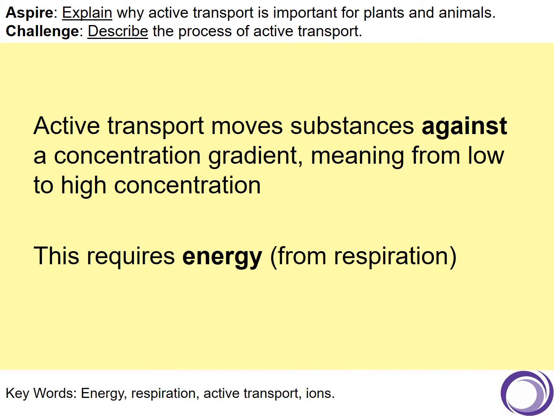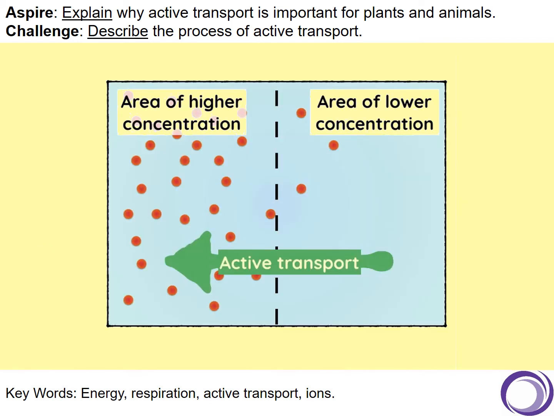AQA will disguise this in their exams sometimes. You know, they might talk about, why is there loads of mitochondria in this cell that needs to do active transport? Well, that's where it gets the energy from. So you have to carry out respiration. So this is what it would look like. We've looked at these before in the previous lesson on osmosis. This is what it would look like. So it actually goes from where there's not very many and into a high concentration.